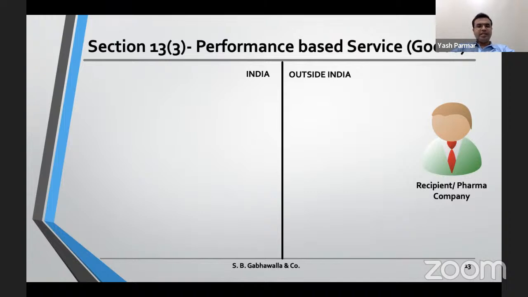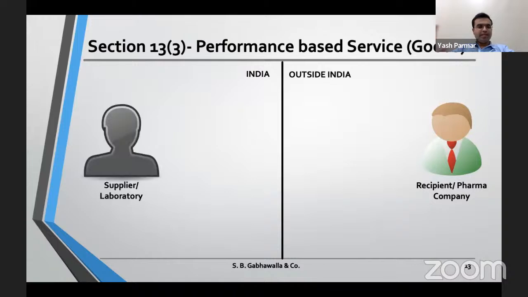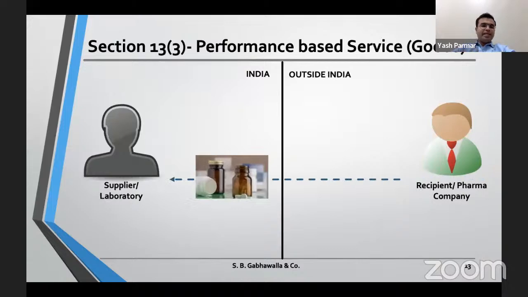So this particular pharma company has their research center and their manufacturing plants outside India. They have developed some formula or a medicine, and to check the viability of that medicine, they have sent it to a laboratory which is based in India. Now, this laboratory based in India is doing testings of this particular medicine, and they will be giving their reports to the company which is based outside India. So basically, the service by the Indian laboratory is given to the recipient who is located outside India.